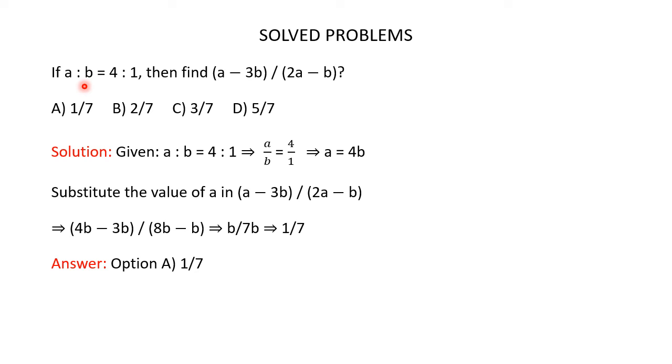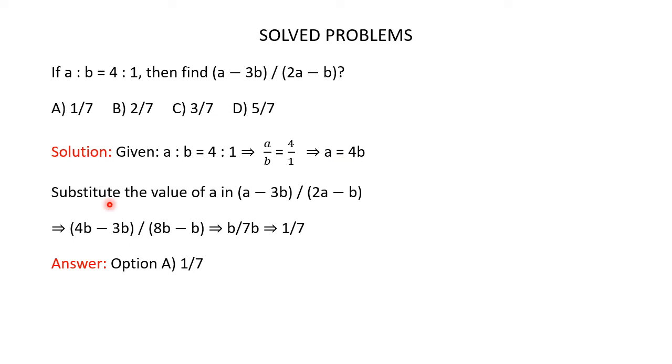If A is to B is equal to 4 is to 1, then find A minus 3B divided by 2A minus B. You're given 4 options and you have to find out which of these options is the correct one. Now it's given that A is to B is equal to 4 is to 1. This is nothing but A by B is equal to 4 by 1. So A is equal to 4B. On cross multiplying you get A is equal to 4B.